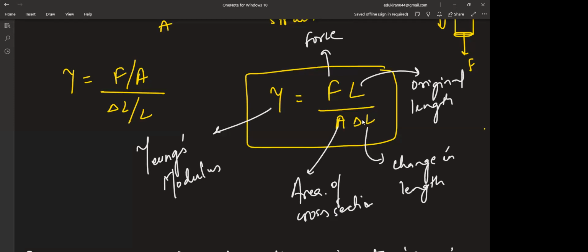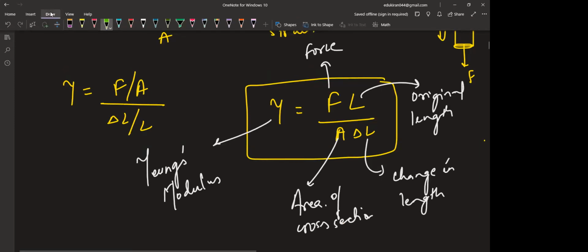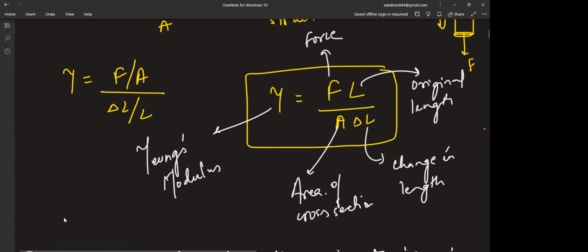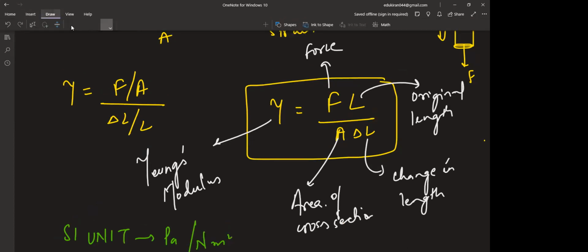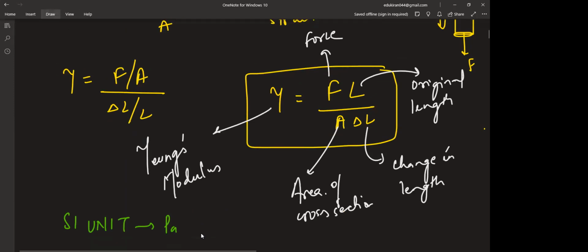Now, since strain is always unitless, what will be the SI unit of Young's modulus? Whatever is the SI unit of stress will be the SI unit of this. What was the SI unit of stress? Pascals or Newton per meter square. We'll be using Pascals more commonly. Write this down.